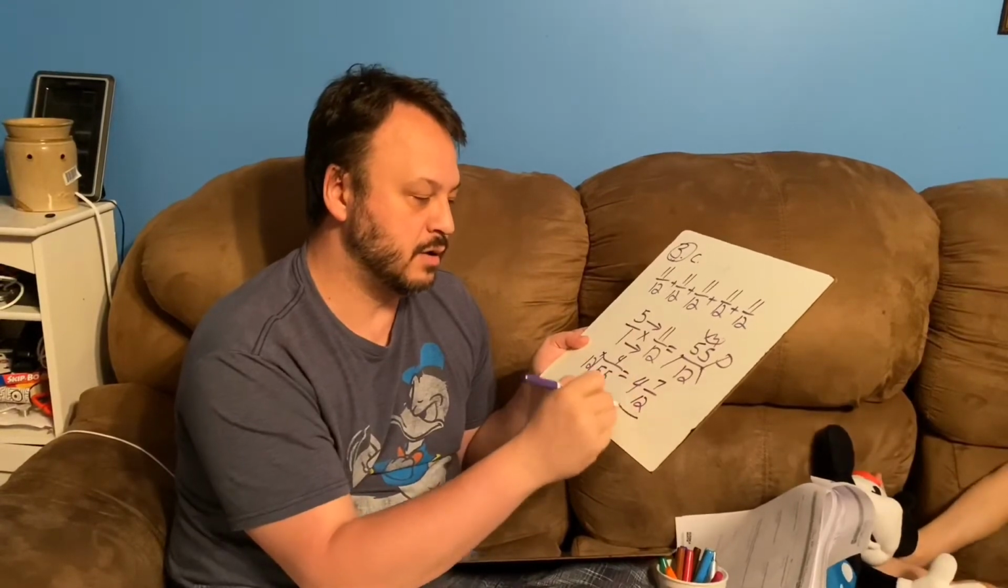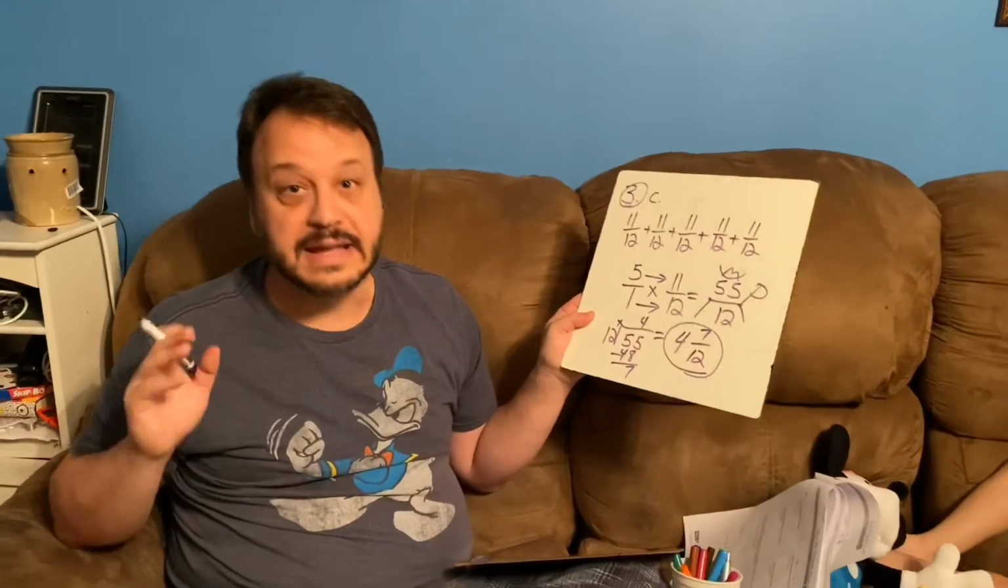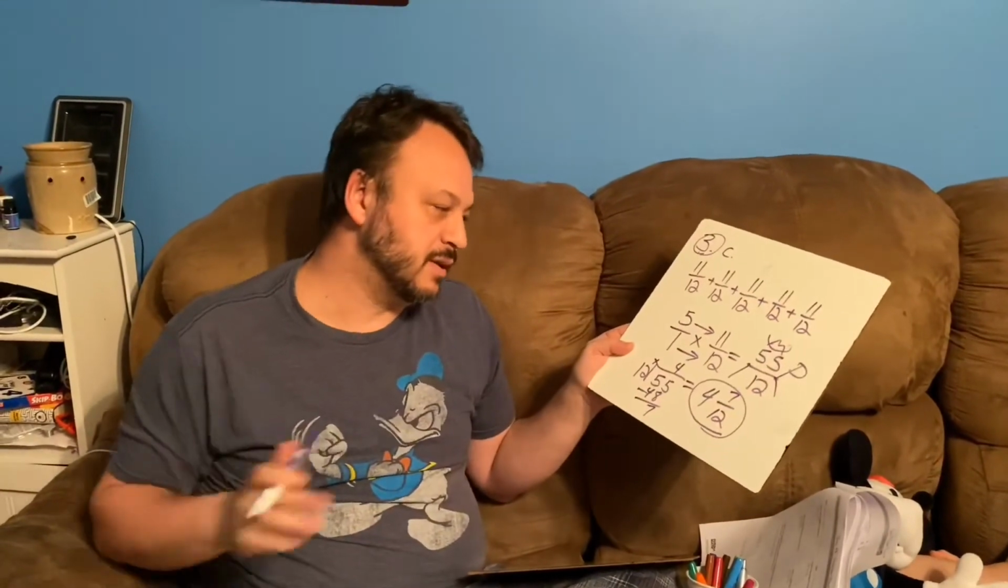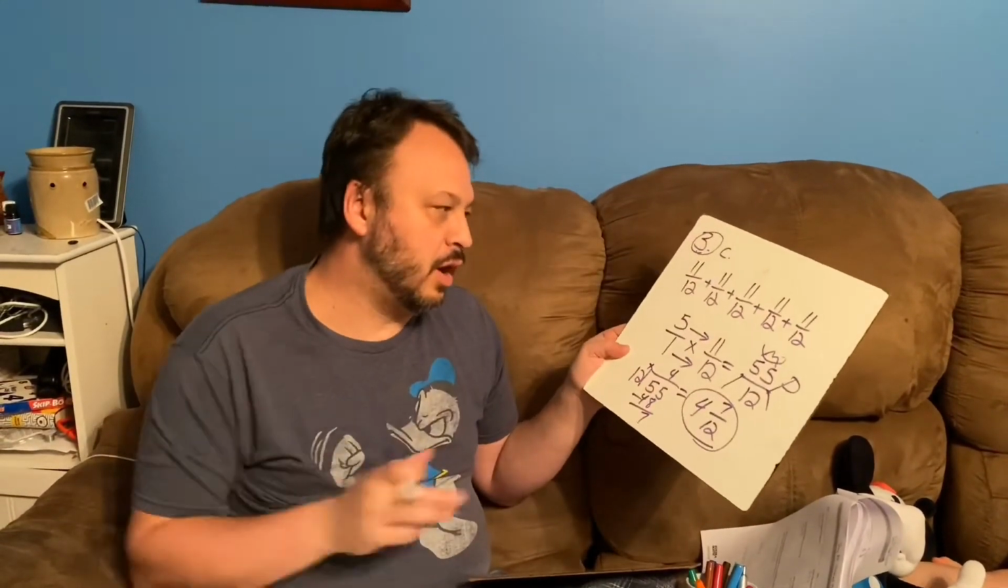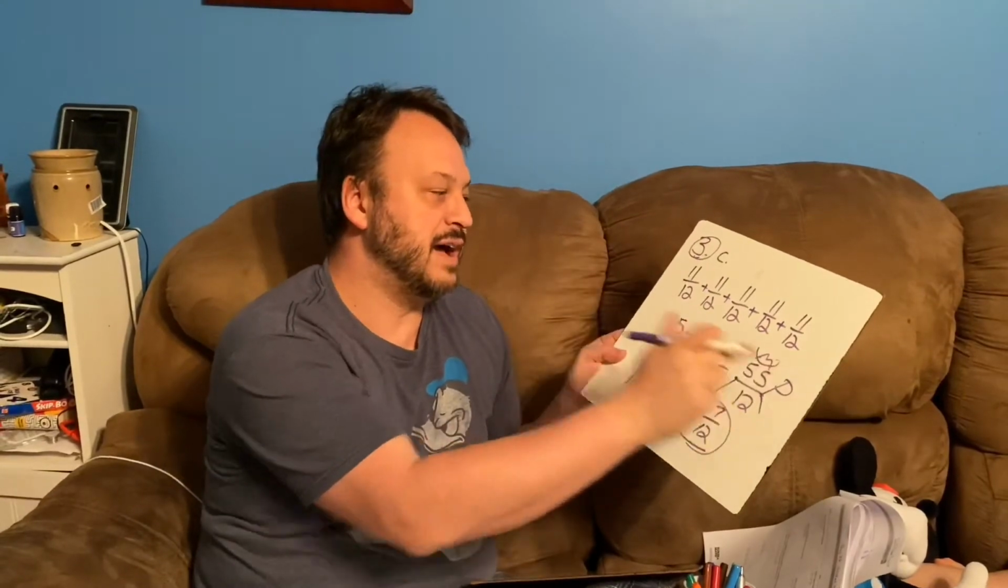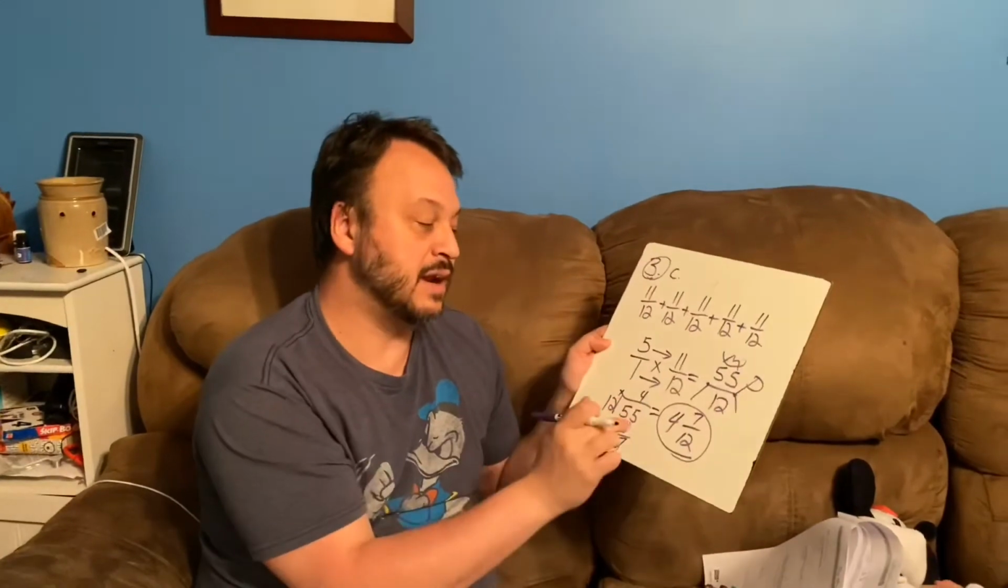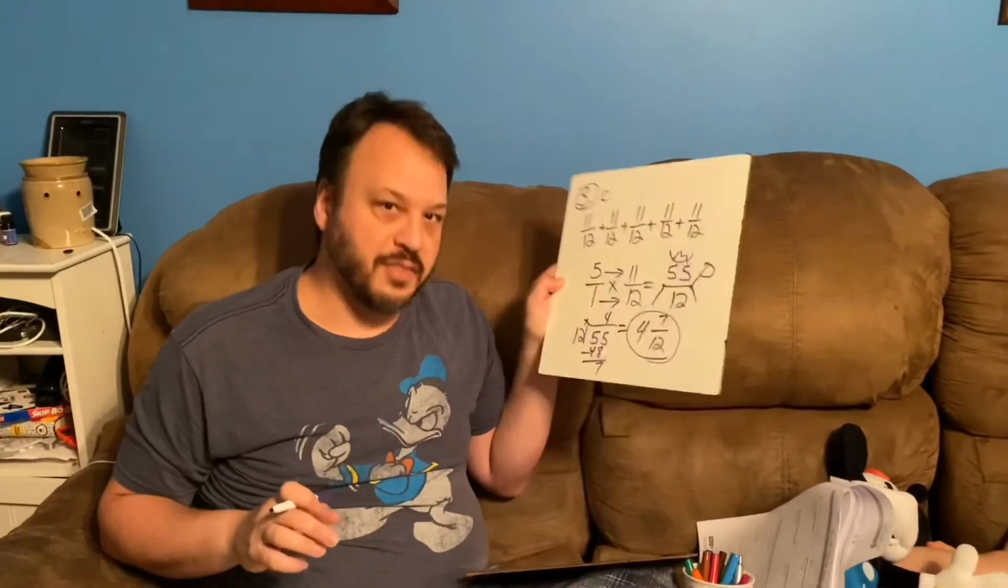There we go. Keep it simple. Keep it simple, silly. Kiss these problems. Keep it simple, silly. 4 and 7 twelfths. All I did is I multiplied. I had 5 11 twelfths. I multiplied 5 times 11 twelfths. Got 55 twelfths, and ended up with 4 and 7 twelfths. There you go. That'll get you through that work.